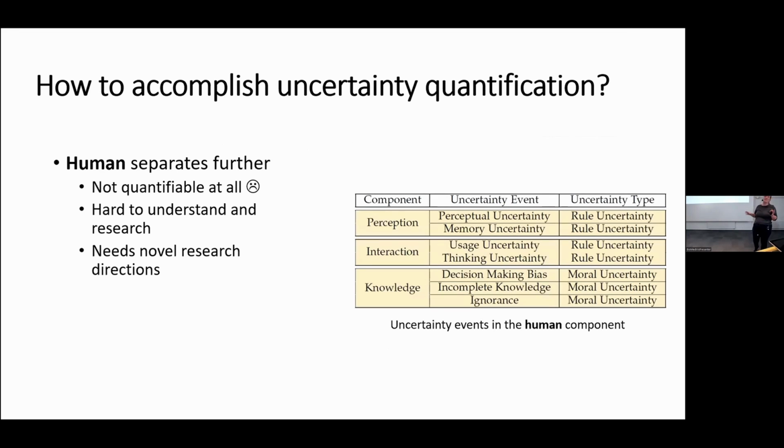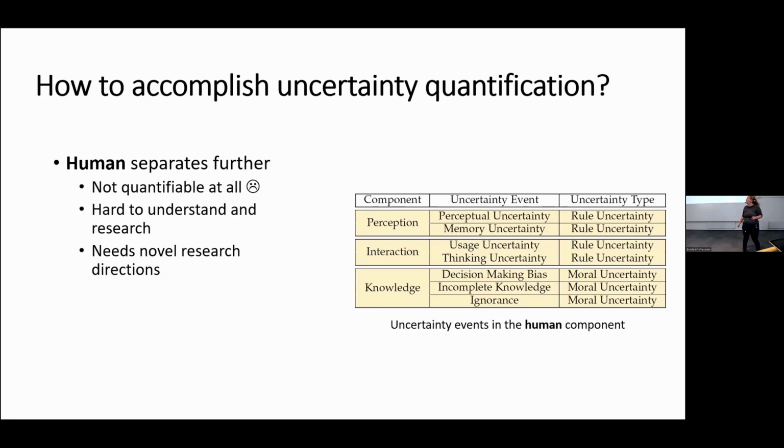But now comes the human part, and that's a problem because we cannot quantify that. Our knowledge about human cognition and how people understand and process data is so limited that we cannot really understand how all those uncertainties that are happening there come together and can be expressed or somehow dealt with.